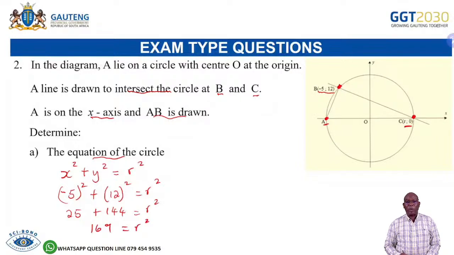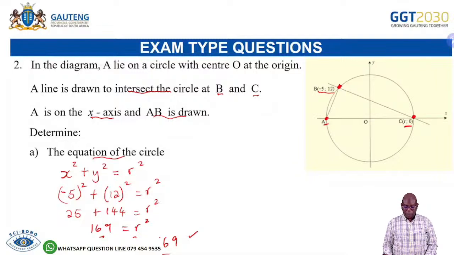That's my r squared. Stop there on the r squared if you are not asked to write down the radius. So if I'm not asked to write down the radius, my equation will be x squared plus y squared equals 169. And I get a mark for it. Okay. Easy as that.